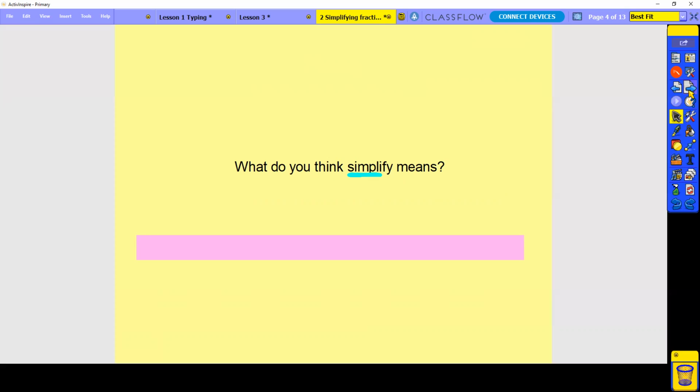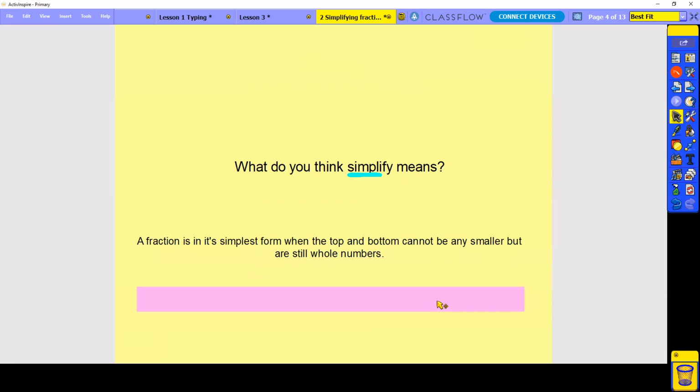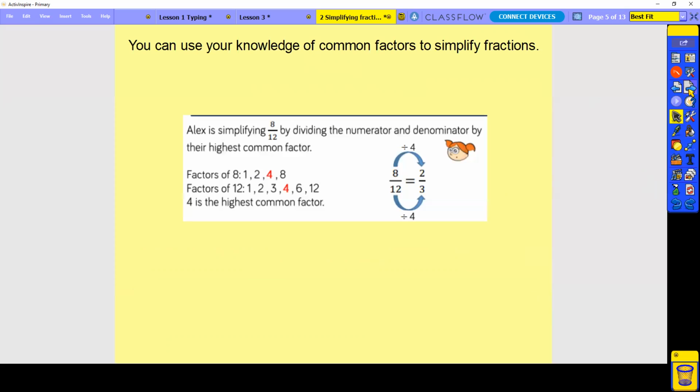Okay, so simplify means a fraction in its simplest form, when the top and bottom number cannot be any smaller but are still whole numbers. So this means when you've used your factors knowledge and your times table knowledge to make the numerator and denominator as small as possible, but they're still both whole numbers, which will make sense as we go through the questions. Okay, so we're going to use our knowledge of common factors to simplify fractions.